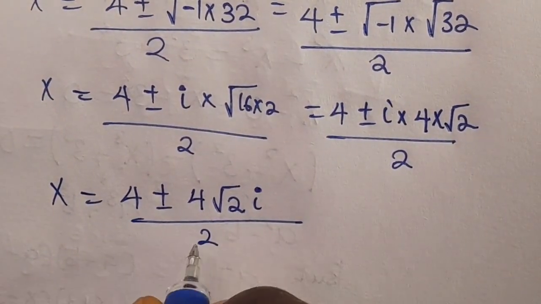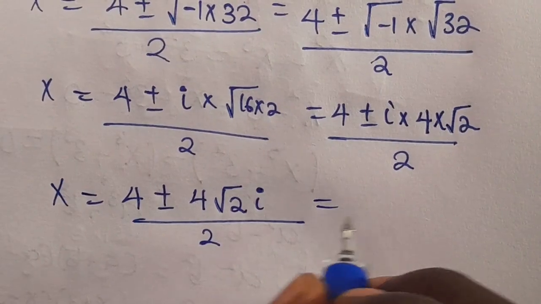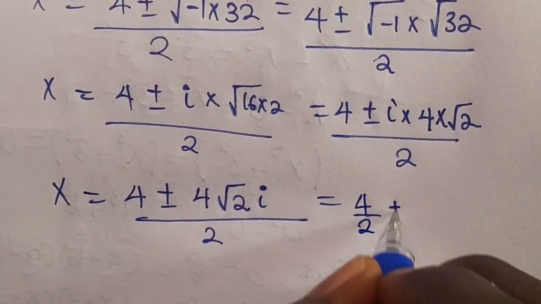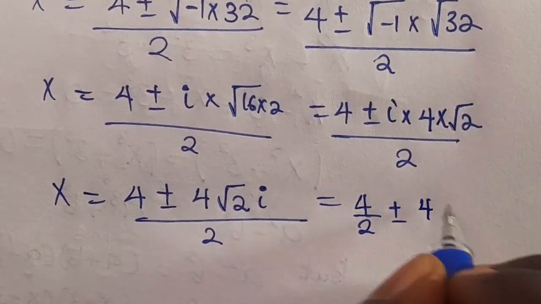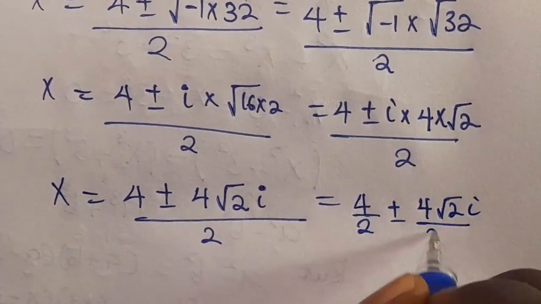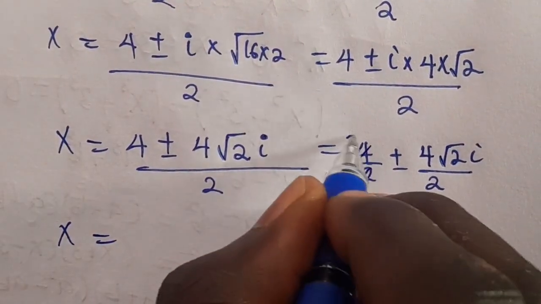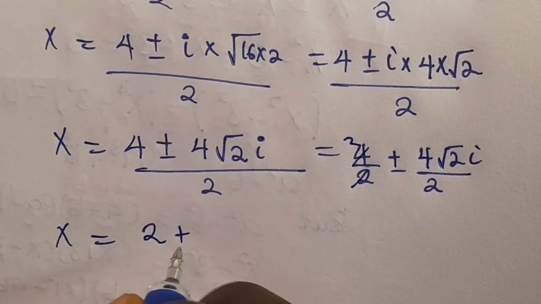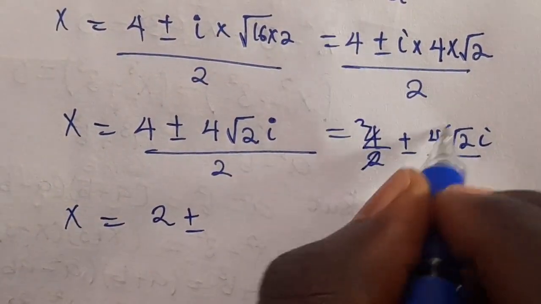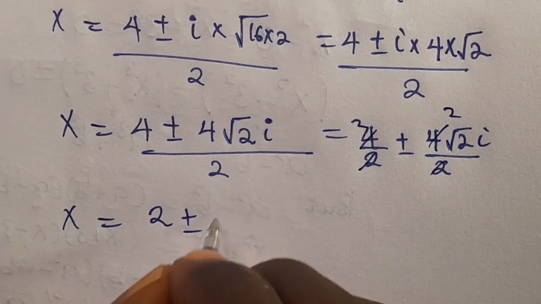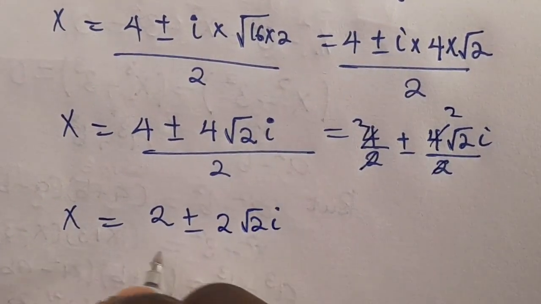So from here, when this will cancel this, we have it to be 4 divided by 2, positive or negative, 4 root 2i divided by 2. Then we have our s to be equals, this will remain 2. We have it to be 2, positive or negative. This will also remain 2. We have it to be 2 root 2i.